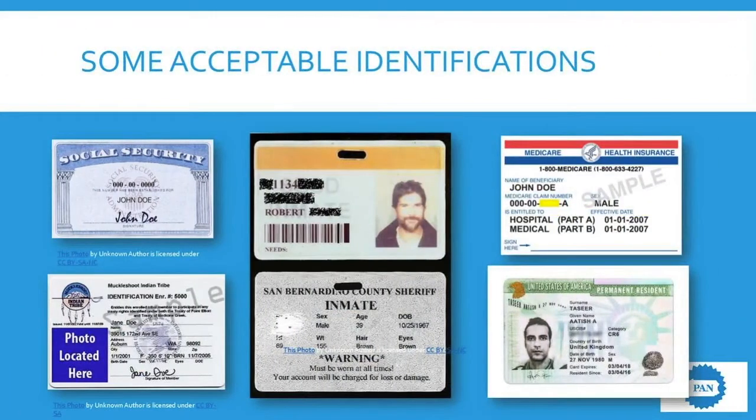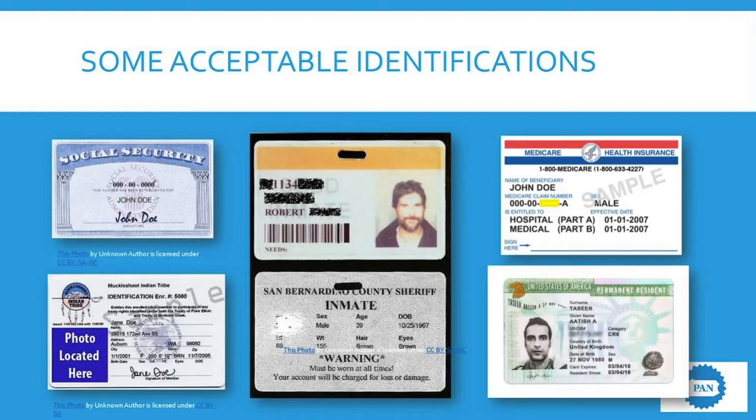Remember, the ID must be government issued, current, contain a signature or photograph, and be satisfactory to you, the notary. There are many types of ID that can be accepted which follow these rules. Some samples, such as inmate cards, tribal identification cards, and green cards, all appear on the screen here.